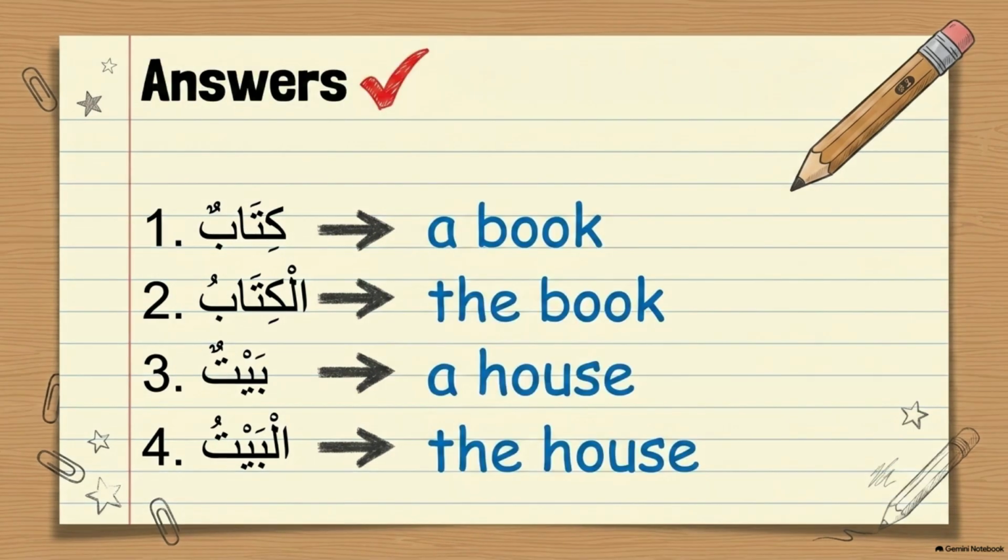All right, let's check your answers. Number 1, kitabun has the tanween at the end, so it translates to a book. Number 2, al-kitabu has alif lam at the beginning, so it's the book. Number 3, baytun has tanween, so it is a house. And number 4, al-baytu has alif lam, making it the house. Did you get them? I am so sure you did. See how simple Arabic grammar can be when you just break it down visually and step by step?